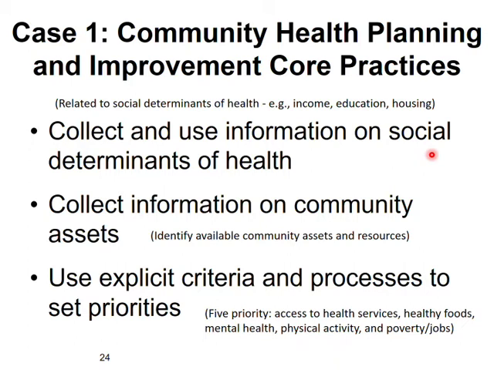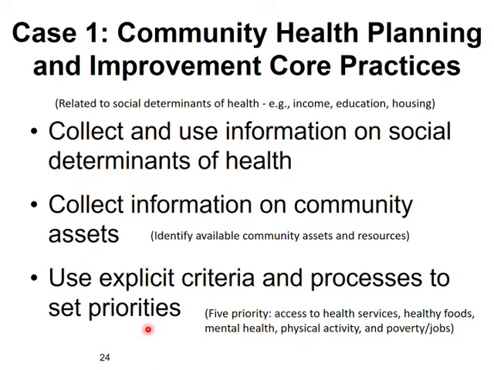The next step was to collect the information on the community assets. Now that they looked at all the health disparities that were there in certain regions where those health departments were serving, they also wanted to see what the community assets and resources are. We have certain needs. Now, how can we bring in what we have in terms of resources to try to help meet these needs? And then the next step was to use explicit criteria and processes to set priorities.